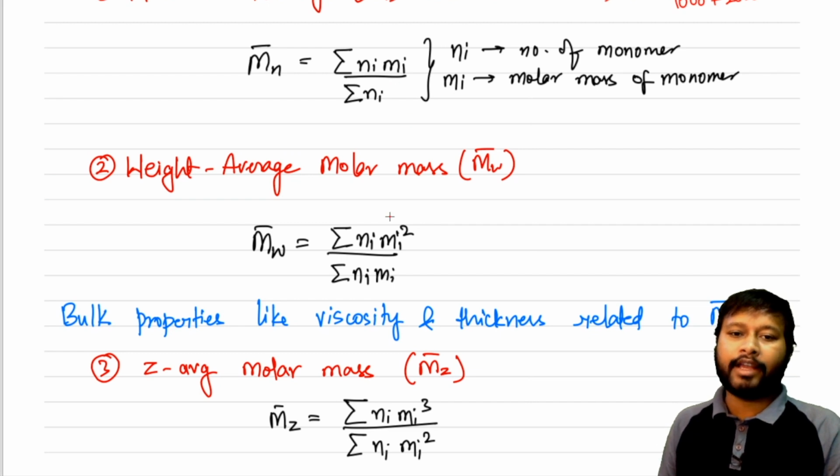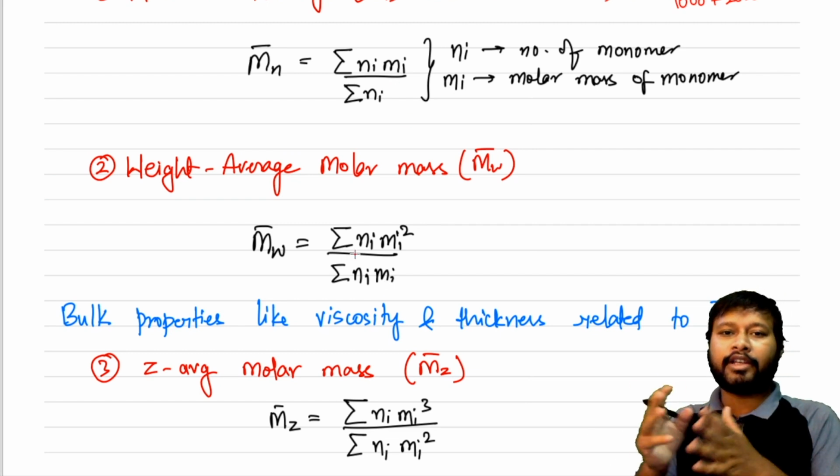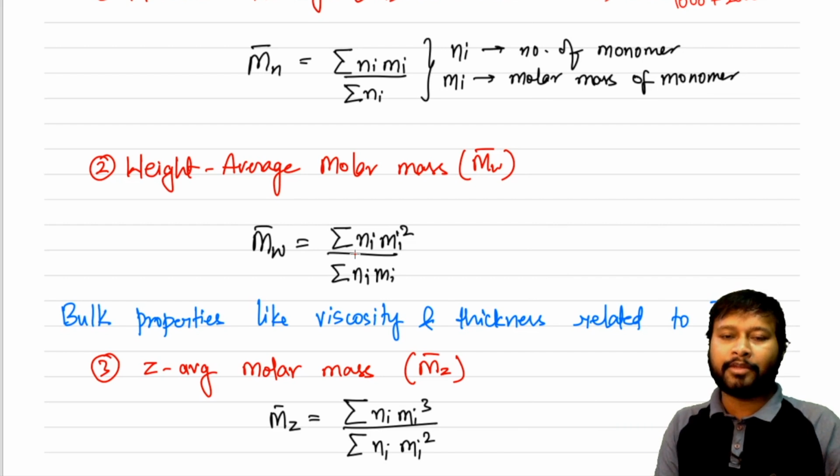But it's not like you can cancel out these things because these are in the sum form. Those who know mathematics will understand that you cannot cancel out these M and M. Many people try to do that, so don't get trapped in that thing. That is not going to happen.